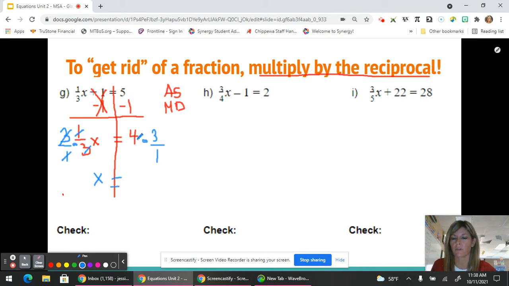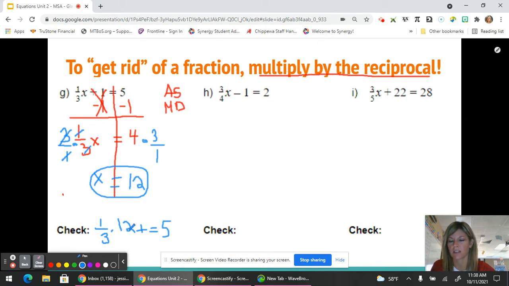Now I'm multiplying 4 times 3/1. I really don't need that fractional part 3/1. It's the same as 3. So I'm just going to go ahead and multiply 4 times 3, which is 12. Now let's do a quick check to make sure it all works. 1/3 times 12 plus 1, does that equal 5? That's what we're here to check out.